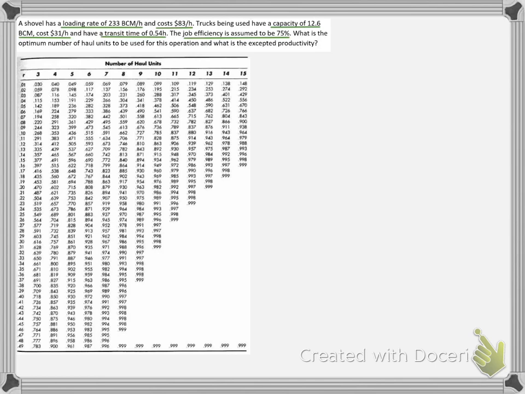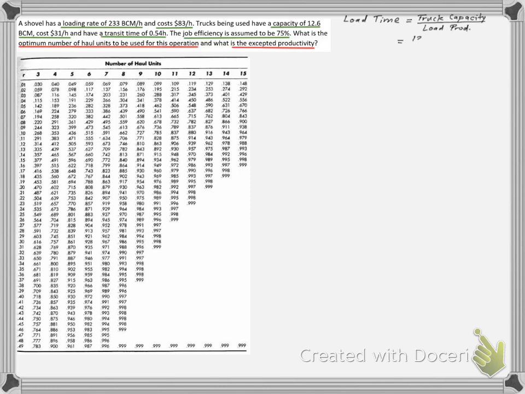The whole operation efficiency is assumed to be 75%. We need to recommend the optimal number of trucks to be used and the resulting expected productivity. We are interested in the optimal number of trucks that result in the least unit cost.